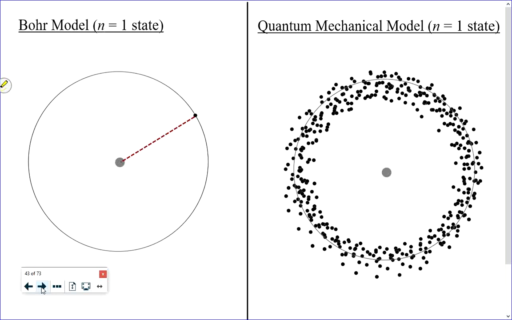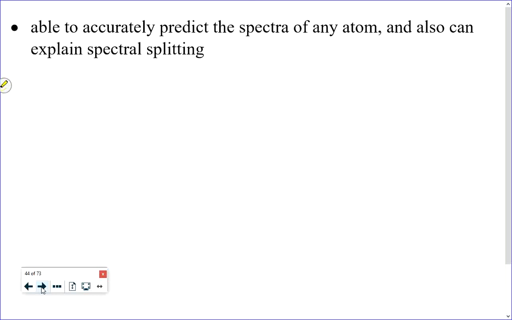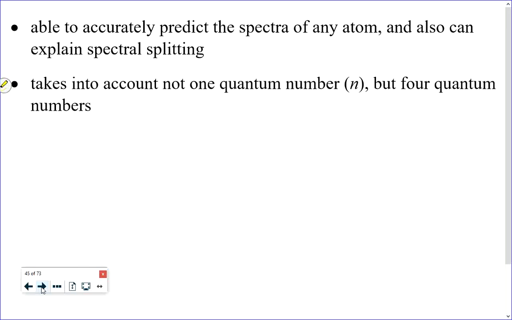What this quantum model is something that turns into Bohr's model for hydrogen and turns into Bohr's model for lithium and sodium and etc. And that really is it. That's the quantum model of the atom. It's able to, though, accurately predict the spectra of any atom and can also explain spectral splitting. It turns out that rather than just having one quantum number, the energy level number, there are other quantum numbers. There's something called angular momentum and spin and all these other things.